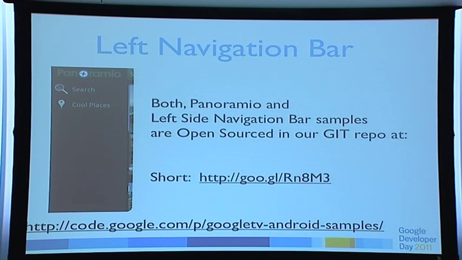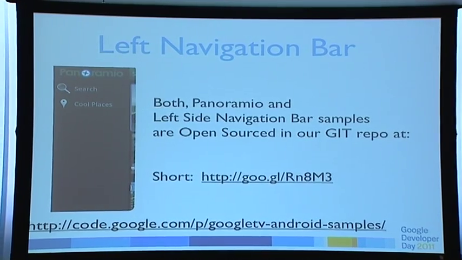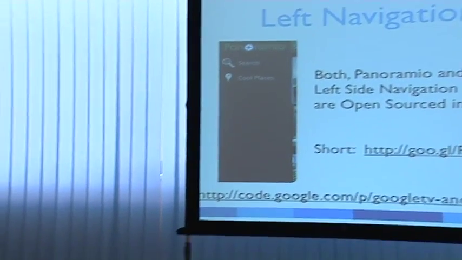We actually reused a lot of the action bar APIs. So if you're familiar with the action bar, then you can immediately pick up the left side navigation bar and start working with it. And we've actually open sourced it. If you go to this short URL, or the long URL of code.google.com, Google TV Android samples, or you use this search engine thing, you'll find it. You can take the source code. We have a library you can include in your own application. The good news is if you use this code, your app will be usable on both tablet and TV.